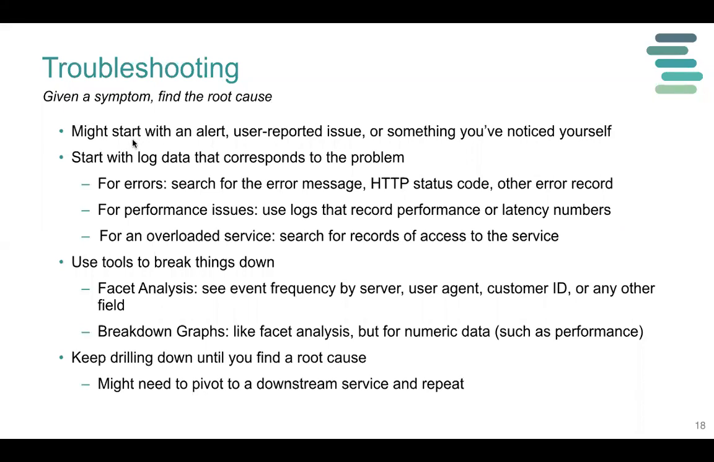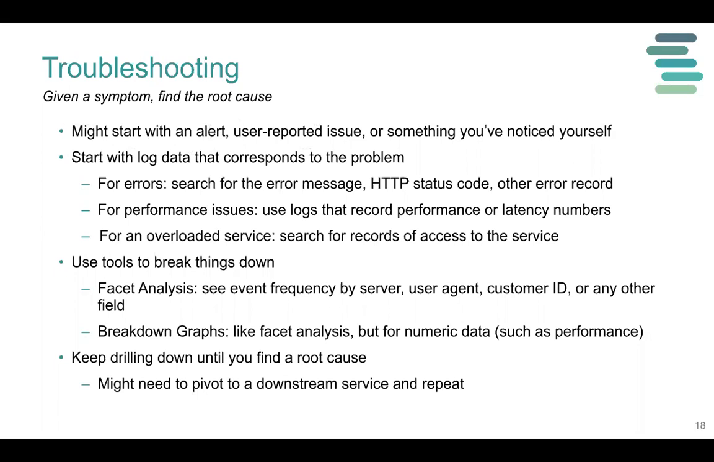So this process might kick off with an automated notification. You had an alerting rule that told you about a problem. One of your users may have reported a problem, or you may have just noticed something yourself. But in any case, you're starting with that symptom, the performance issue or the error message or something like that.